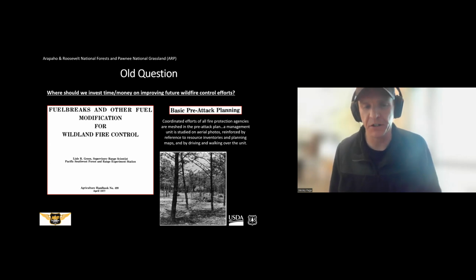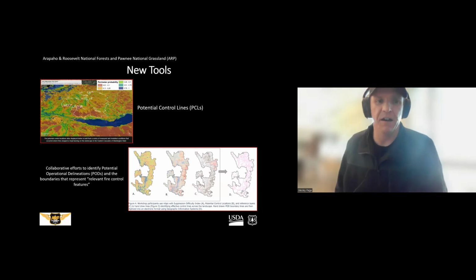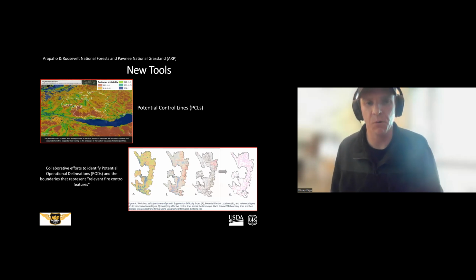In that document, there's a lot of good information about how they actually went out on the landscape and chose locations where they think they could hold fires. I just find it very interesting. So next slide. But today we have obviously a lot more data, a lot more tools that could help us at least get a better sense of where we should look to make these investments.